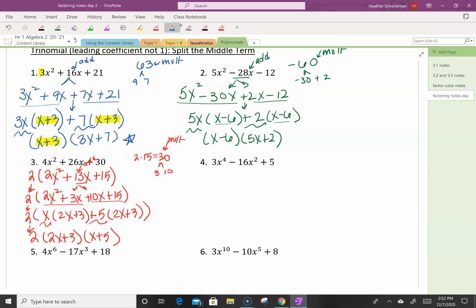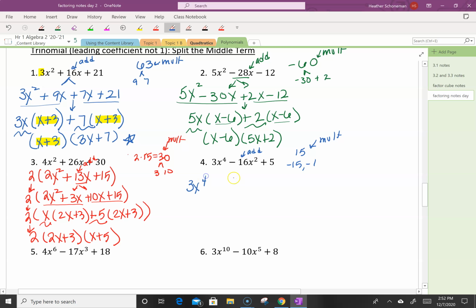All right, let's try this again. On number 4, first I'm going to look for a greatest common factor. There's not a number that I can divide into all 3 of these, so I'm going to split the middle term. 3 times 5 is 15. Now I need 2 numbers that multiply to 15 and add to negative 16, which would be negative 15 and negative 1. So now I'm going to rewrite this.